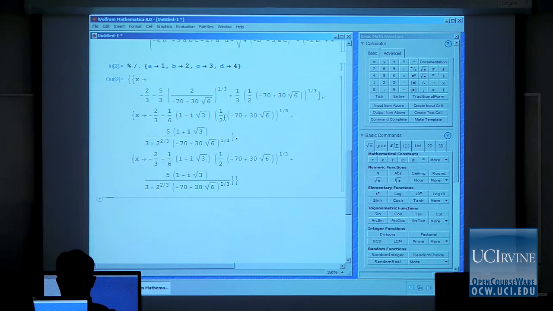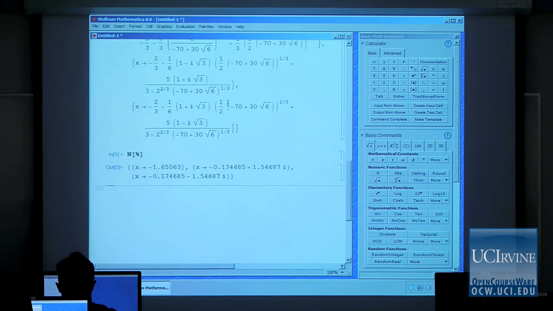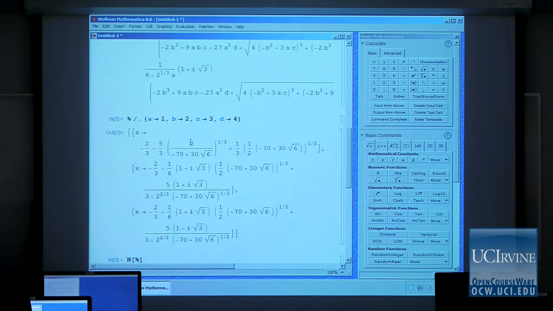If we want numerical approximation, we could say N of percent. Whoops, percent. Okay, and so there we have nice numerical values for our three roots. One of them is real and two of them are complex for this set of coefficients. Now, suppose we wanted to get straight to the answer without having to do these additional steps.